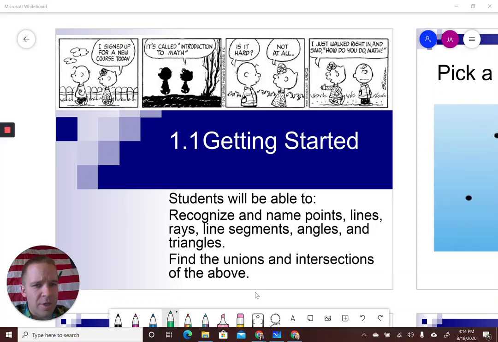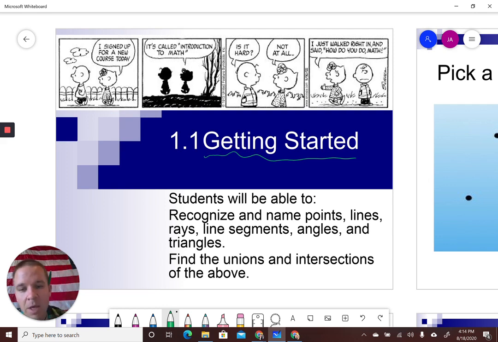All right, ladies and gentlemen, we are about to get started on the first lesson of geometry. We did the algebra review. Now it's time to get going on some real geometry. So what better title than getting started?